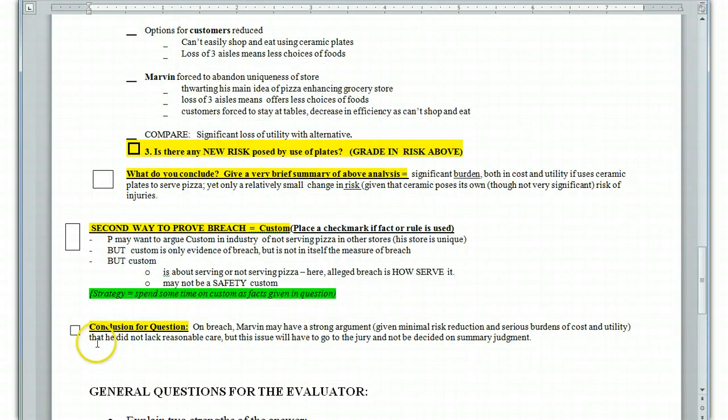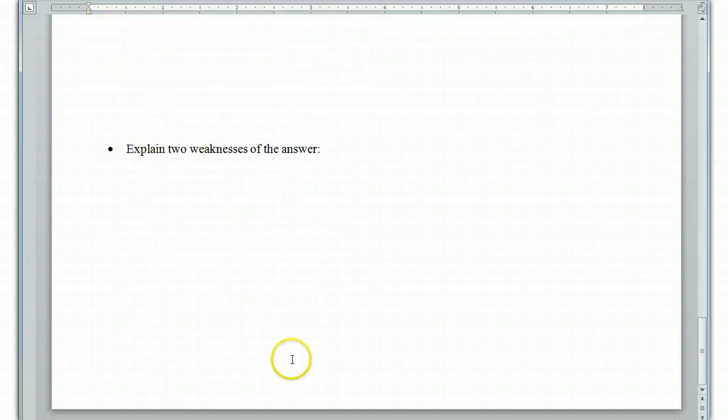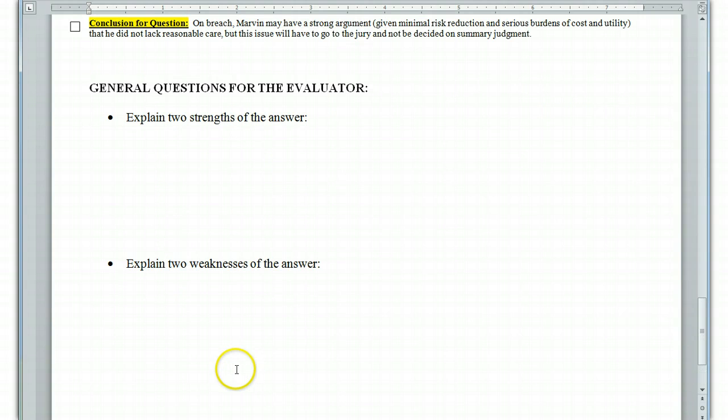Then right at the end, you want to reach a general conclusion about whether there's a breach. And remember when I said at the beginning, whether you conclude there's a breach or conclude there's not a breach is not as important as the quality and depth of your argument, a topic I'll turn to next. If you give this to someone else to grade for you, then I suggest you also ask them to explain 2 strengths and 2 weaknesses so that you can see what to improve in your answer.